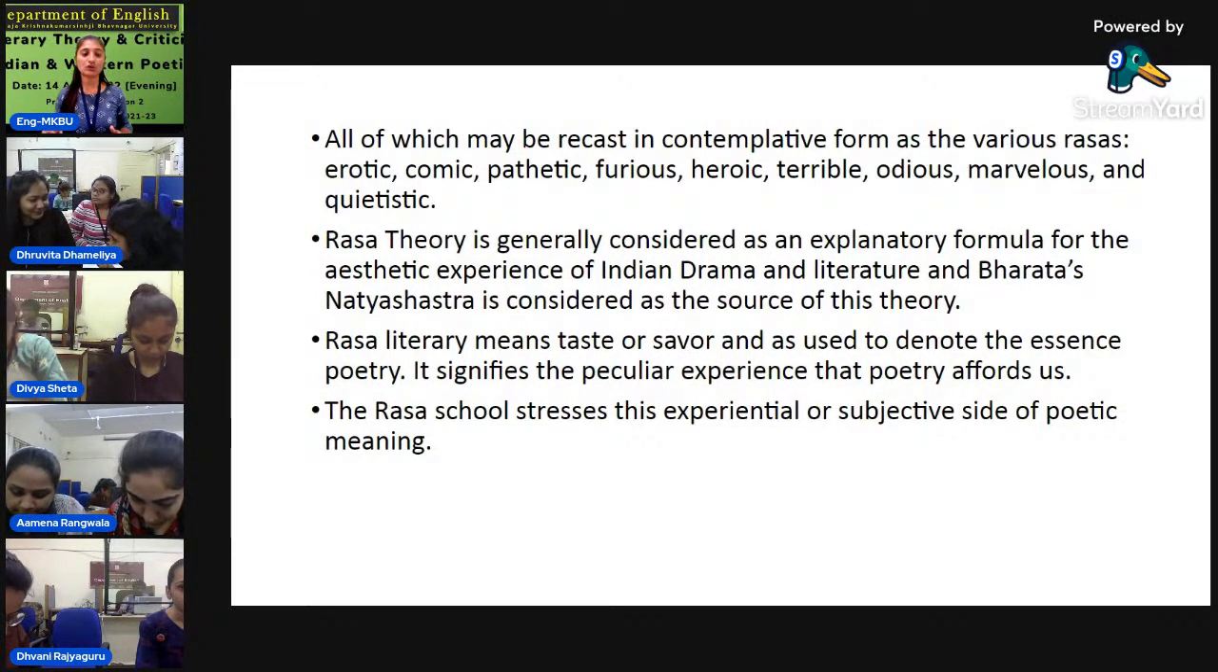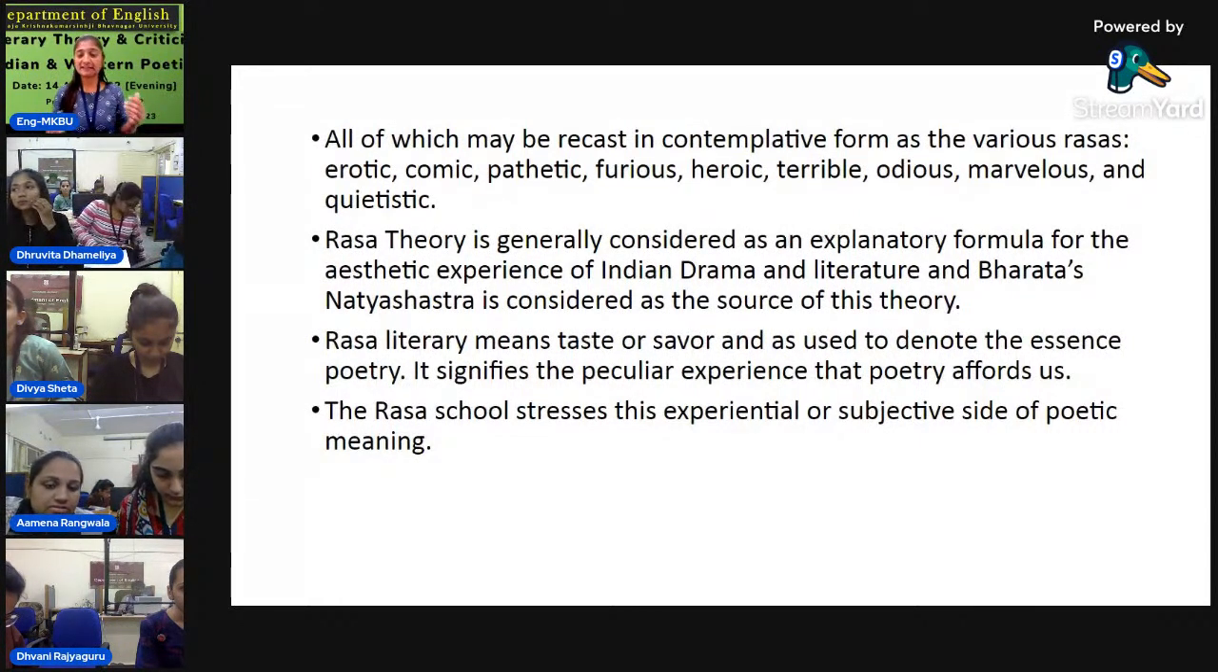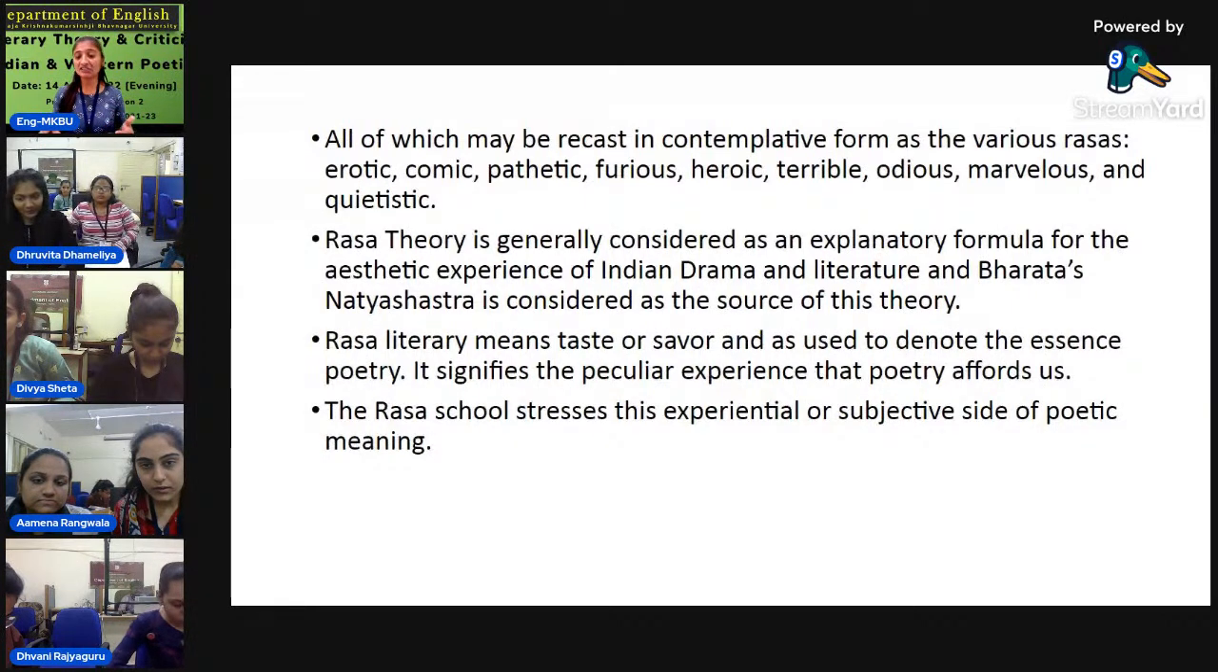And Rasa theory is generally considered an explanatory formula for the aesthetic experience of Indian drama and literature. Bharat Muni's Natyashastra is considered the source of this theory. Rasa literally means taste, savor, or flavor. Savor means enjoyable, and it denotes the essence of poetry. Its significance is the peculiar experience that poetry affords us. The Rasa school stresses the experiential and subjective side of poetic meaning.